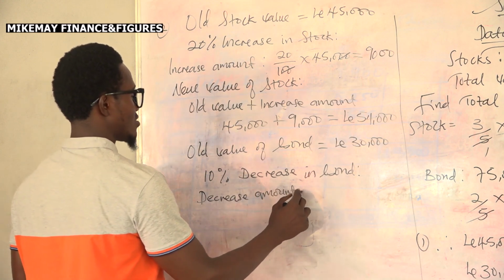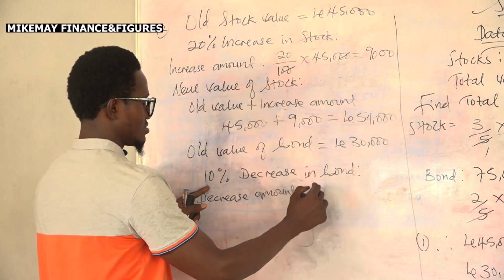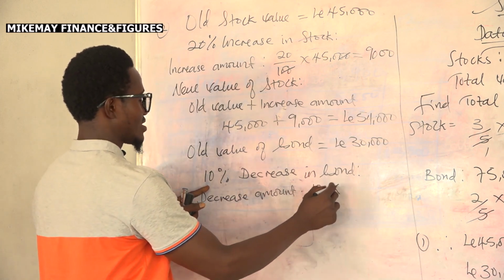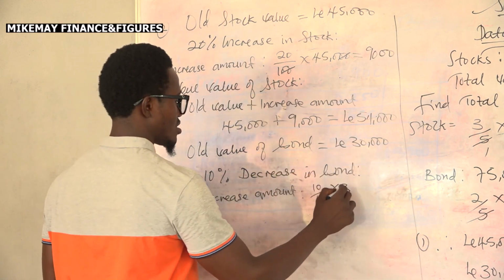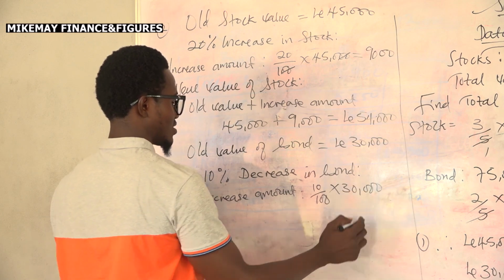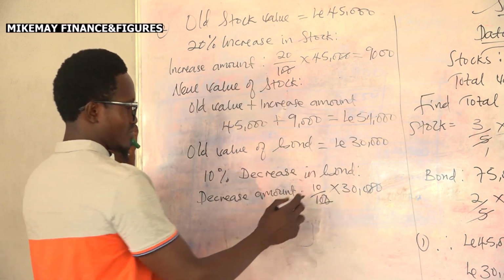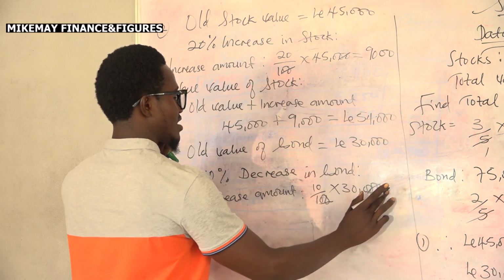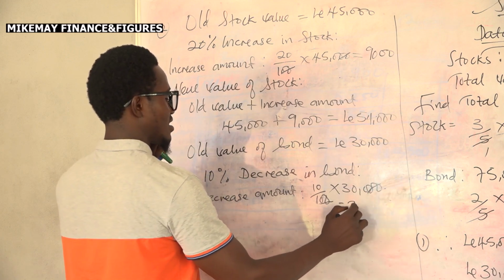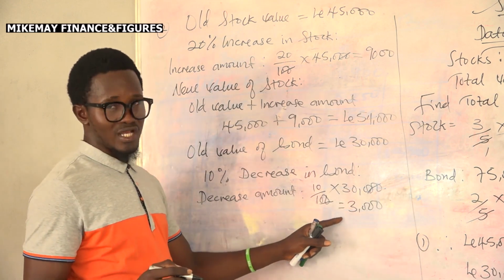The decrease amount will be 10 divided by 100 times the old price of the bond, which is 30,000. These 2 zeros and these 2 zeros will go. And we're left with 10 times 300. 10 times 300 is 3,000. So this is the decrease amount, actually.